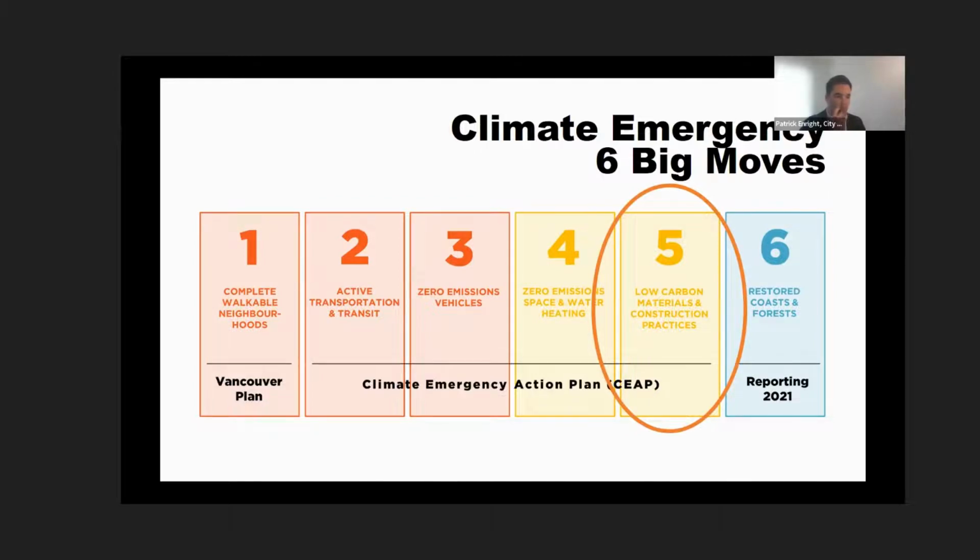But we have the other moves based around transportation, building emissions, and that last one, restored coasts and forests, is partly how we understand what those negative emissions could look like in the future at the municipal level, as well as how it ties into nature-based solutions. And that can have some tie-ins with embodied carbon as well.